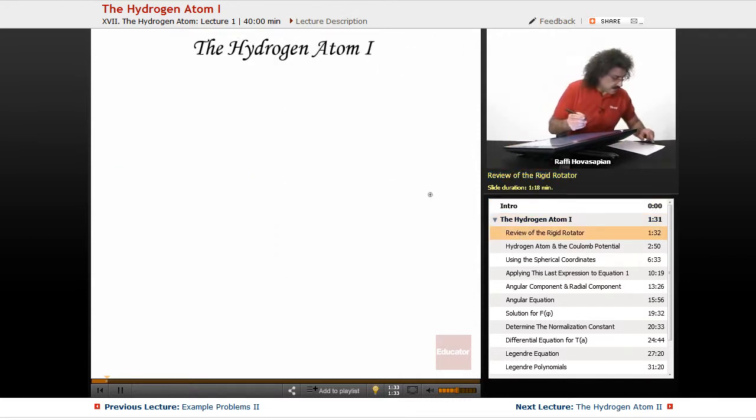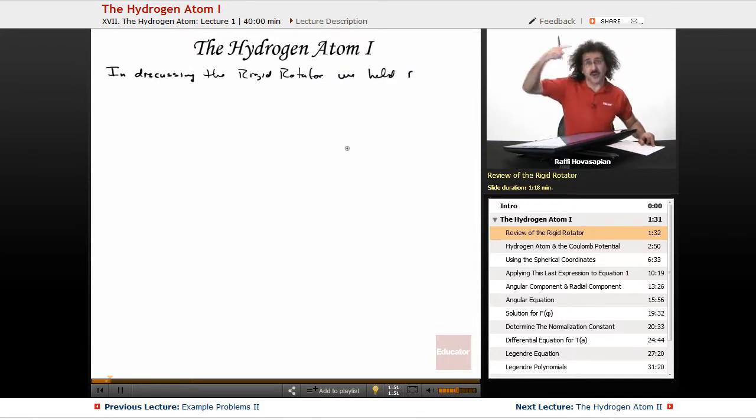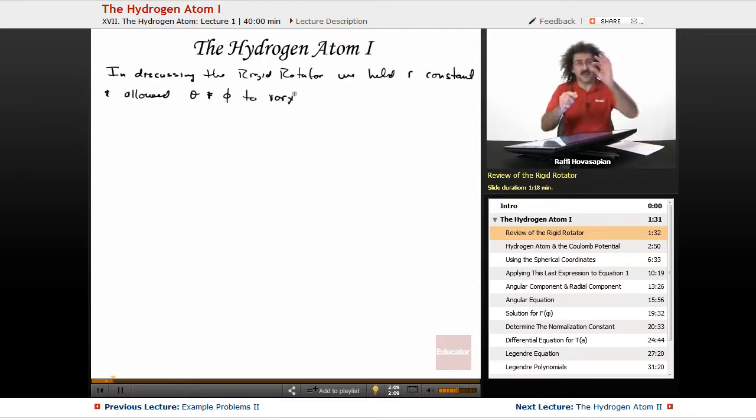So in discussing the rigid rotator, we held r, the radius of the turn, constant. And we allowed theta and phi to vary. So again, something rotating this way, basically just something spinning around some fixed center. And you had the theta, which is this way, and the phi, which is this way. So those are the things that varied. So it gave you all of the points on a sphere.